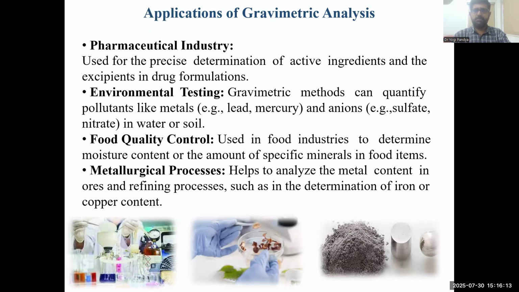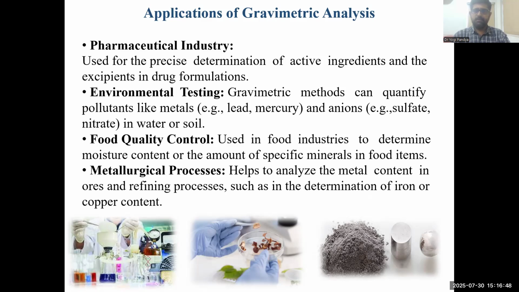And what are the applications of gravimetric analysis, where is it used? Mostly we are using it in the pharmaceutical industries for determination of active ingredients, excipients, drug formulations, right? We are using this technique. Even for environmental testing, we are using gravimetric analysis, like for heavy metal analysis, lead, mercury, anions, sulfates, nitrates. Even in water or soil analysis, we are using this method. Even in food quality control also, we are using this gravimetric analytical technique.